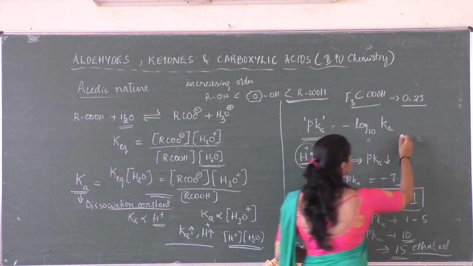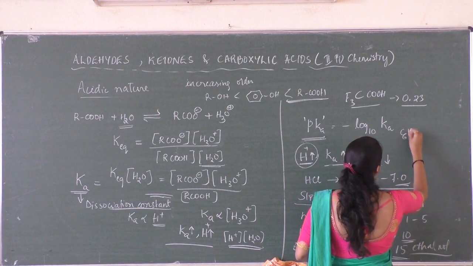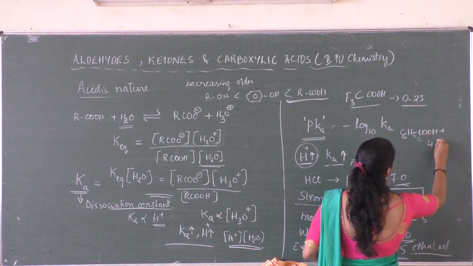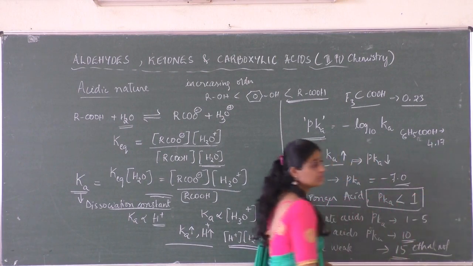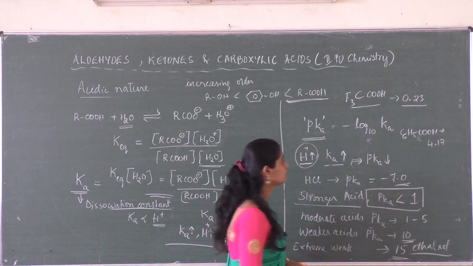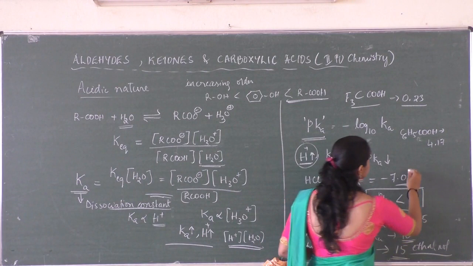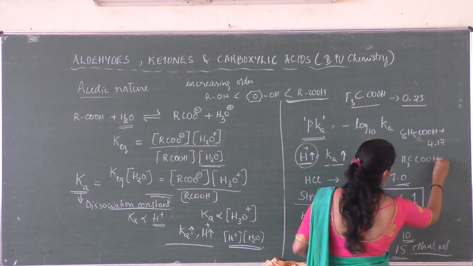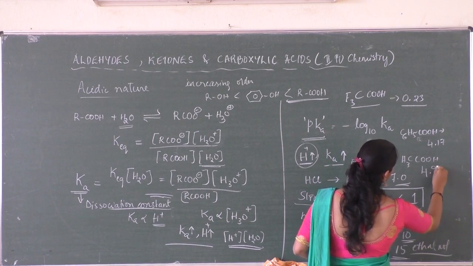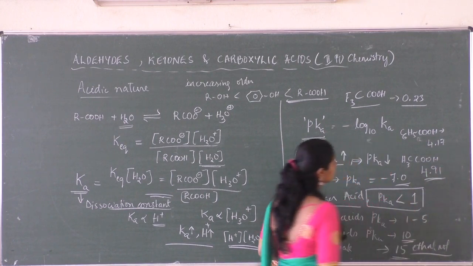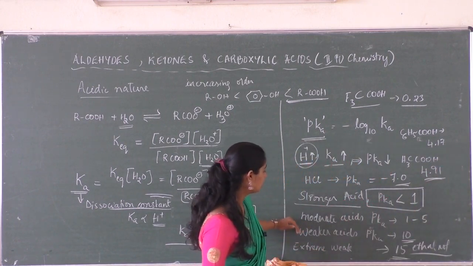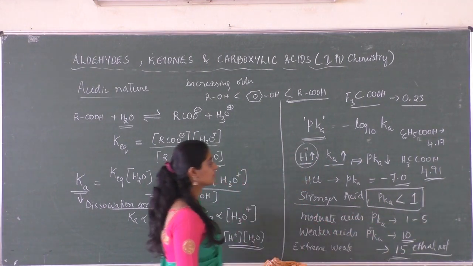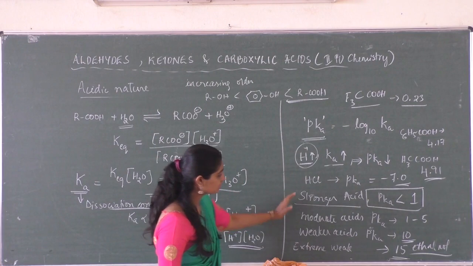Whereas benzoic acid, C6H5COOH, has a pKa of 4.17, and that of acetic acid, CH3COOH, is around 4.91. So these come in moderate acids, that is in between 1 to 5. Clear? So these things you need to note.